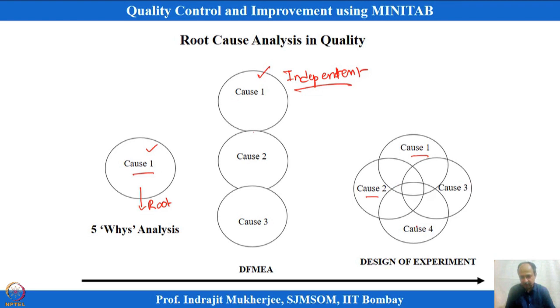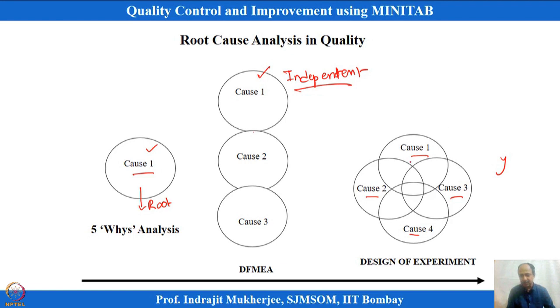But the scenario may not be like that. Most typically it is like this: cause 1, cause 2, cause 3 and cause 4, where there is a fair amount of interaction. That means they together act on the voice. So there is an interaction between cause 1, cause 2, cause 3 and cause 4, and it is a complex scenario. Then eliminating the cause, or minimizing the effect of the cause, becomes very difficult. There is an interplay between the x variables here, and that can impact the y.